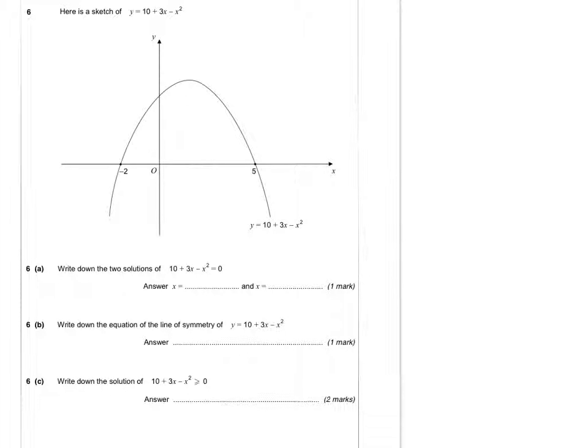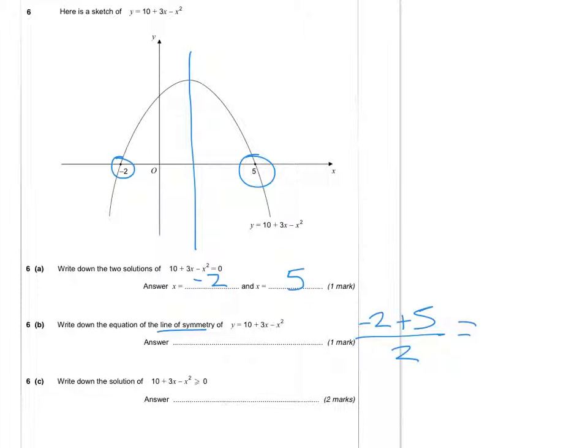Here is a sketch of 10 plus 3x minus x squared. Write down the solutions of 10 plus 3x minus x squared is equal to 0. Those are the solutions there. So we've got x equals negative 2 and x equals 5. Write down the equation of the line of symmetry. So we're talking about that line there, which will be in the middle. So negative 2 plus 5 divided by 2, which is equal to 1.5. So it is on the line x equals 1.5.